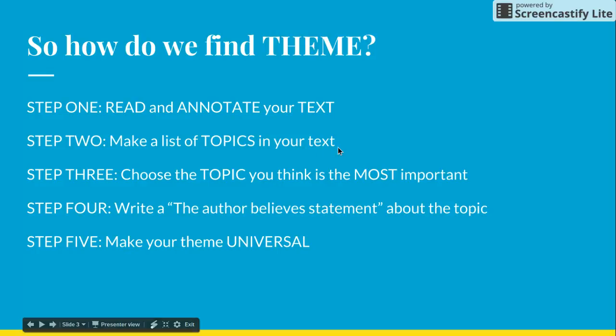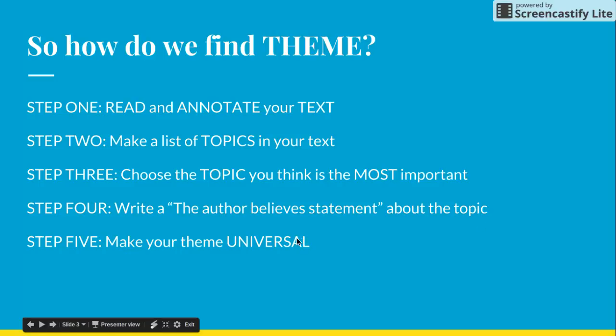So those words like love, hate, friendship, loyalty. You're going to make a list of those. And then in step 3, you choose the topic that you think is the most important. So if you have love and friendship and loyalty, you want to think about which of those 3 topics is most relevant to your text. For step 4, you write a "the author believes" statement about the topic. We're going to talk more about that and what that looks like in a second.